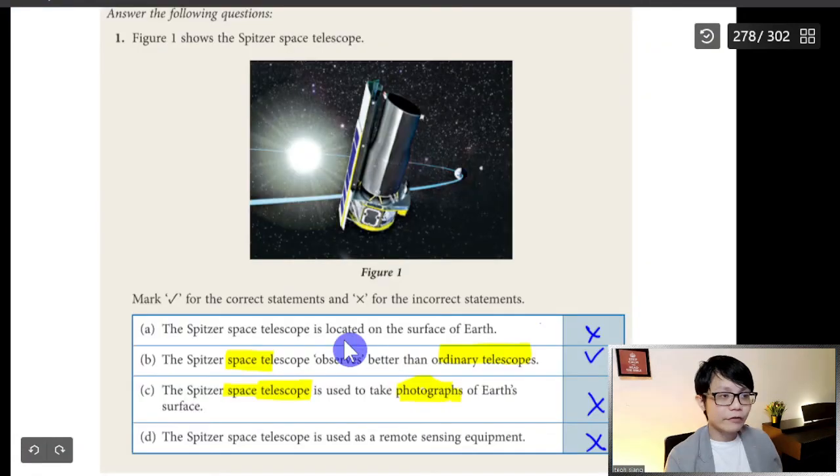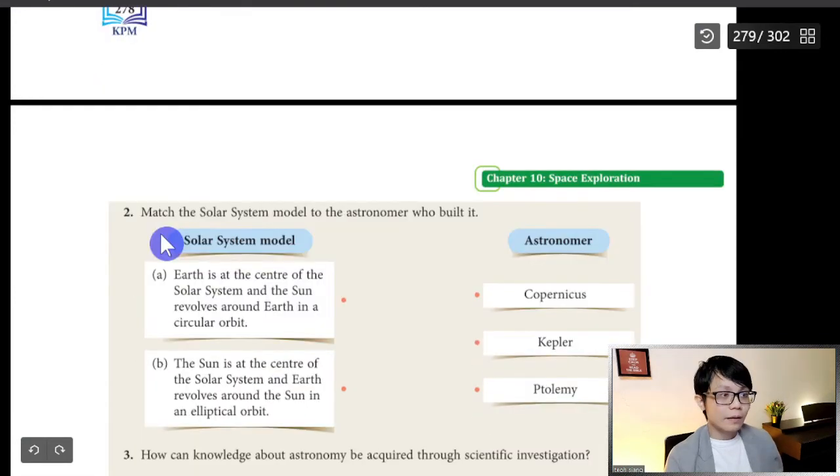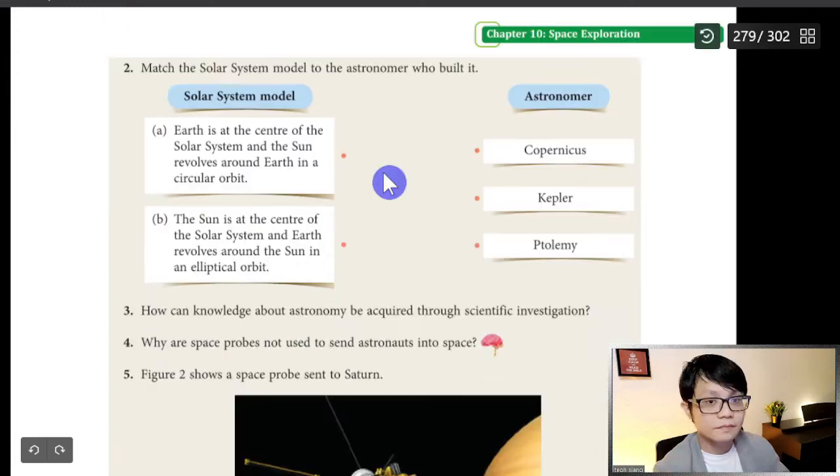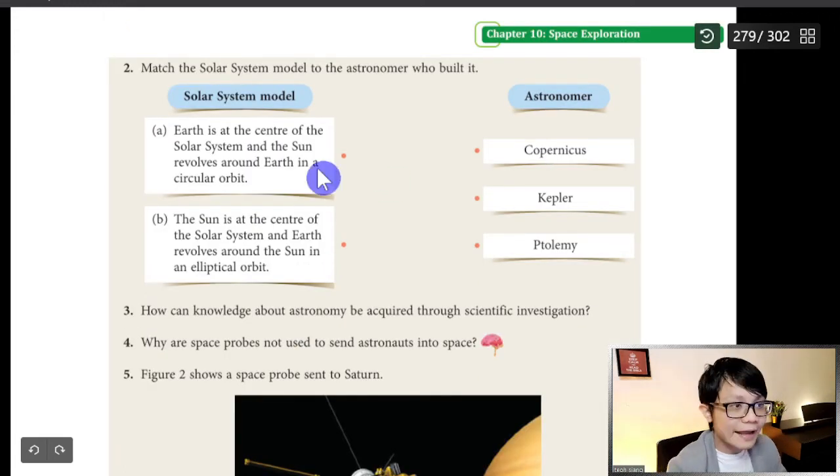Moving on, question number 2. Match the model to the astronomer who built it. So this is a very direct question. You remember or not? Okay, so for this one, A will be what? A, the Earth is the center of the solar system. So the first person that said Earth is the center is wrong, but still something is better than nothing. So it is Ptolemy.